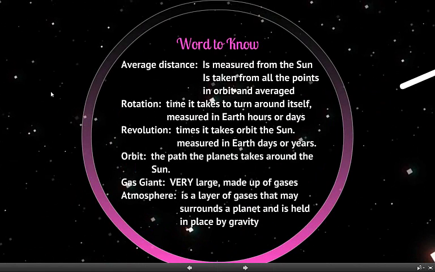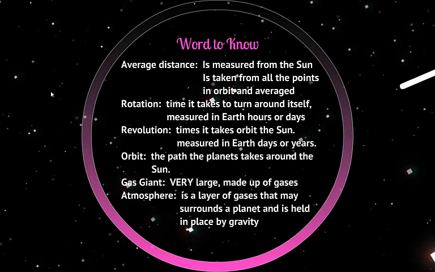Again, just like in the last video, some words you're going to need to know are average distance, which again is measured from the sun, and it's taken from all the points in orbit averaged together. Rotation is the time it takes to turn around itself. We measure it in Earth hours or days so that it's easier to understand. Revolution is the time it takes to orbit the sun. It's measured in Earth days or years.